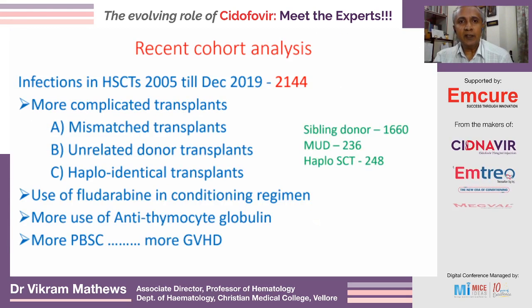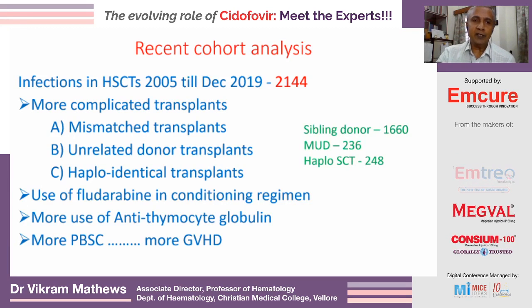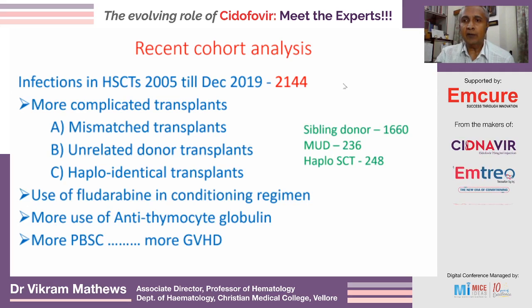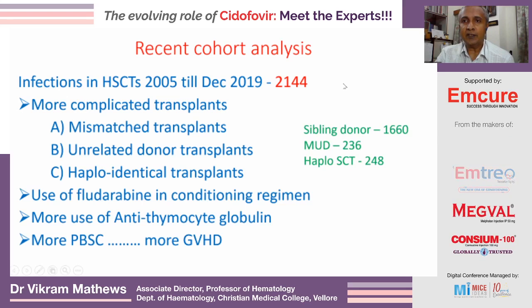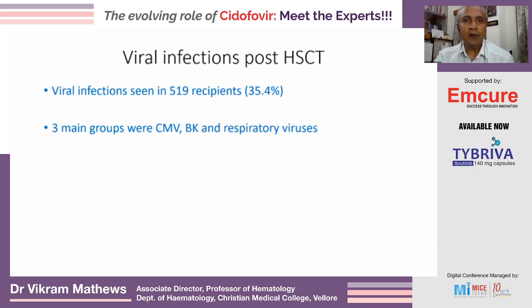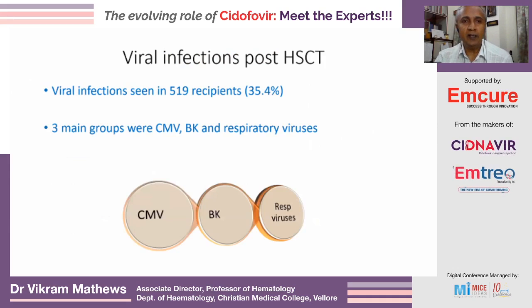Biju has put together data on a more recent cohort, and this period involves much more complicated transplants: mismatched transplants, unrelated donor transplants, haploidentical transplants, use of fludarabine, and more use of anti-thymocyte globulin. You can see over here that sibling donor transplants are about 1,660, haplos about 248, and MUDs about 236. Viral infections in this series of about 519 recipients occurred in 35.4%, mainly CMV, BK, and respiratory viruses.